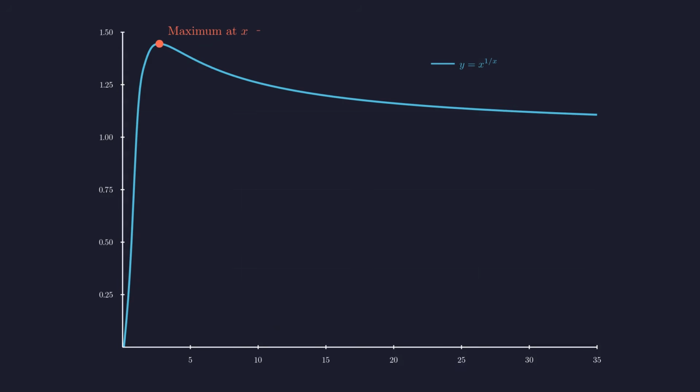By calculus, this function has a maximum at x equals e, where the value is approximately 1.445. This maximum point is crucial for understanding our solution. Now let's add the horizontal line at y equals 3 to the 1/9, which is approximately 1.130. This constant value is what we need our function to equal. Since 3 to the 1/9 is less than the maximum, the horizontal line intersects the curve exactly twice, once before e and once after. Here are the two intersection points that we'll find algebraically.